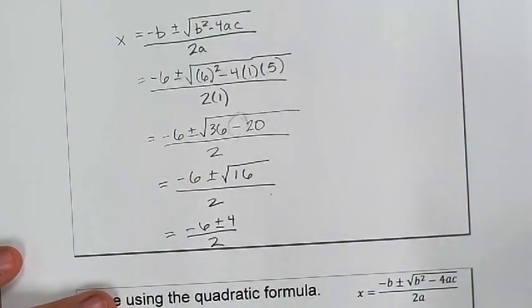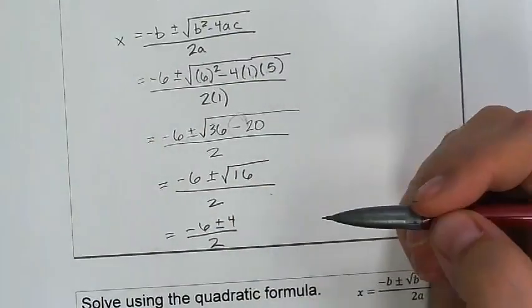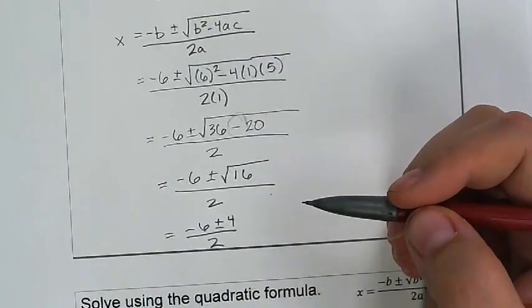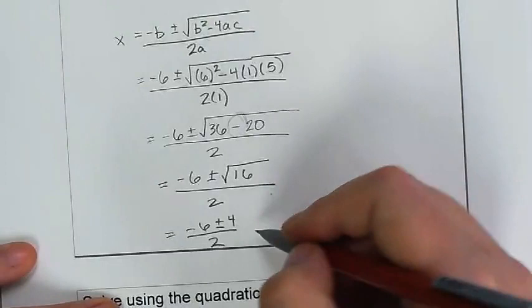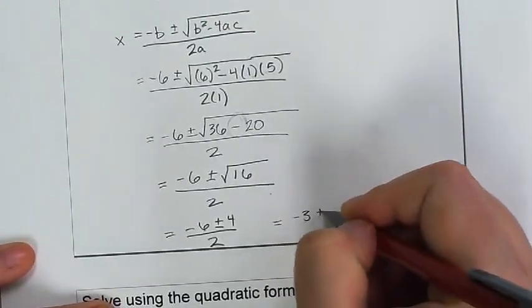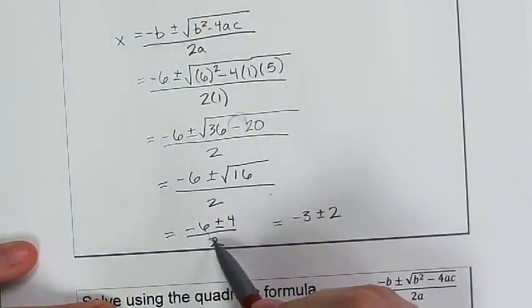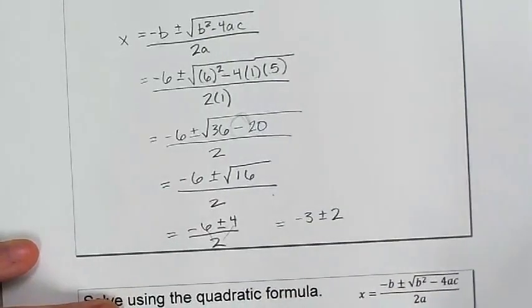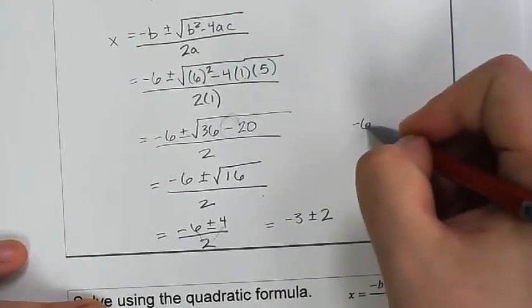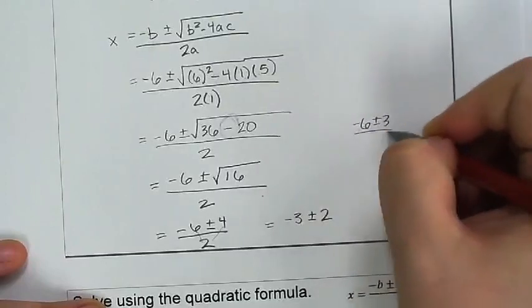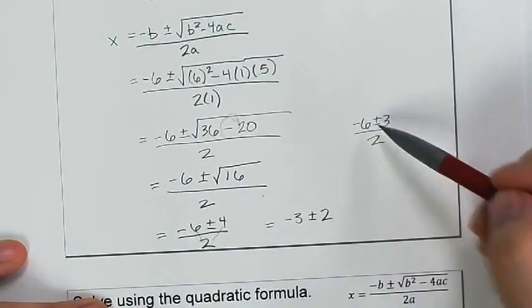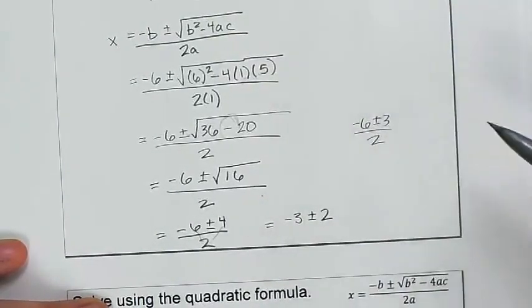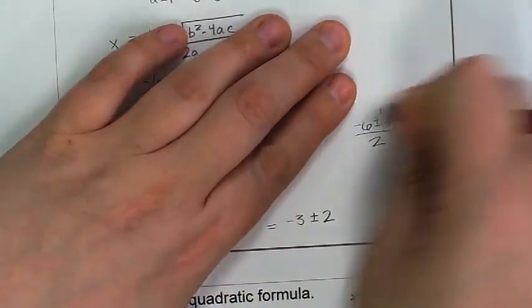Okay. And then each of these can be divided by 2. So I can make this negative 3 plus or minus 2. Right here, 6 can be divided by 2 and 4 can be divided by 2. If I had something like this, I wouldn't be able to divide both of those by 2, and we would have to do that a different way, and I'll show you that. I have that in a different problem later.